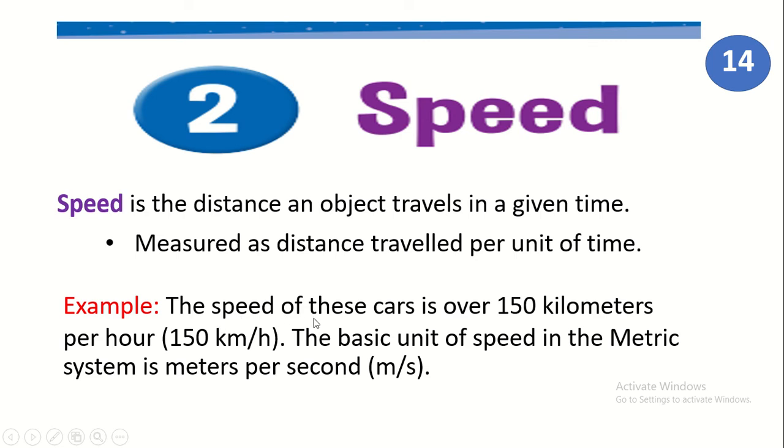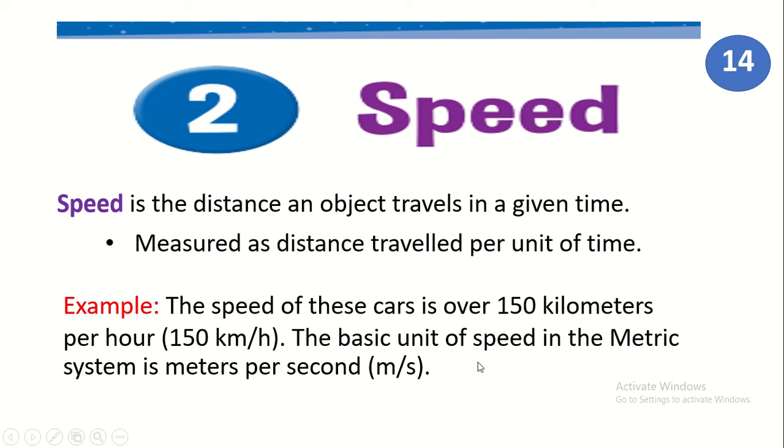Example: the speed of these cars is over 150 kilometers per hour. Or you can write it like this, 150, look at the brackets here, km/h.